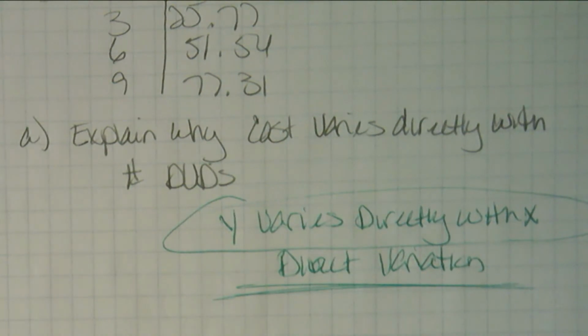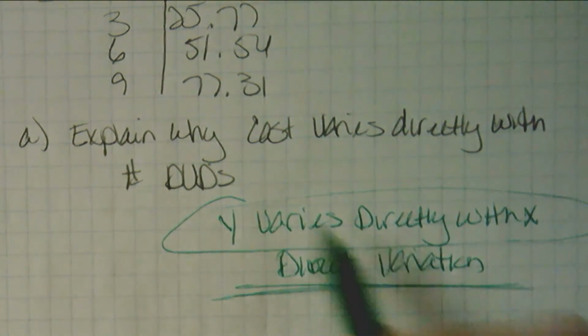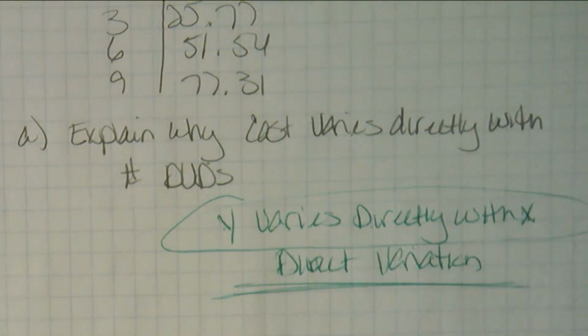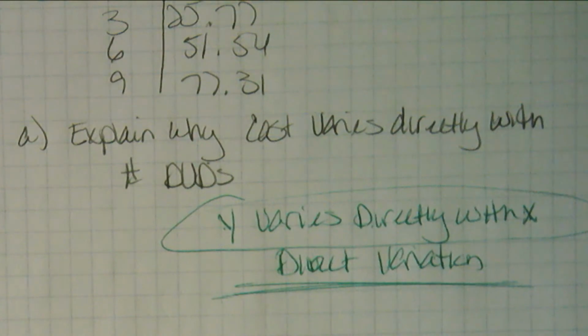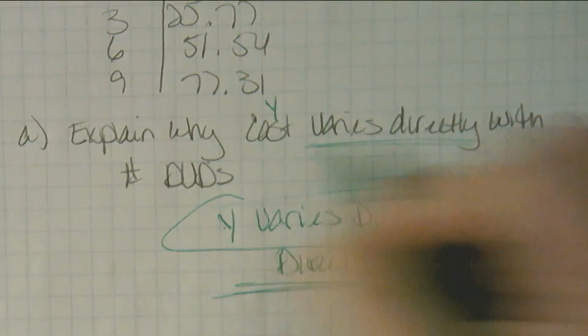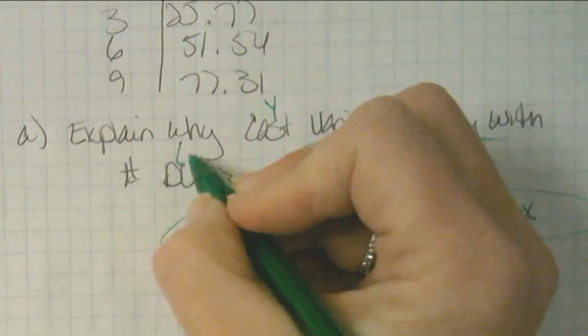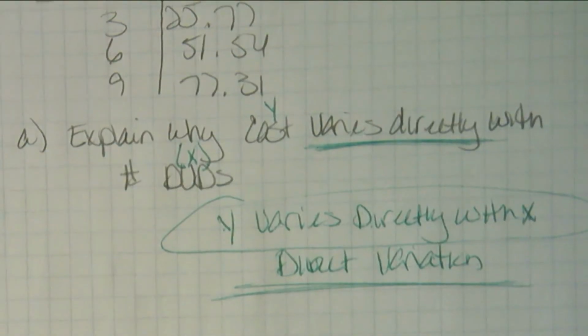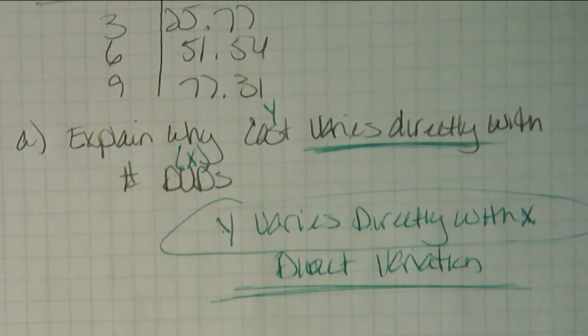So in part A of this, I want you to explain why the cost varies directly with the number of DVDs. Y varies directly with X. So obviously Y is my cost. There's the varies directly with. X is my number of DVDs. We're going to get more into this phrase when we do some story problems.